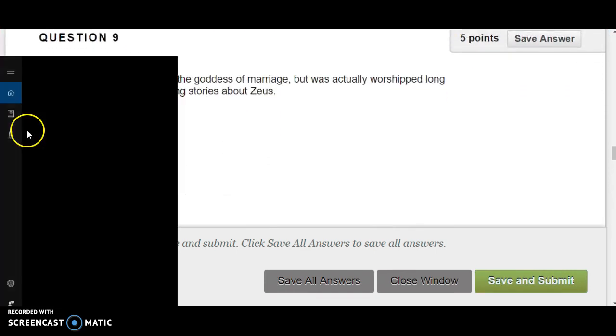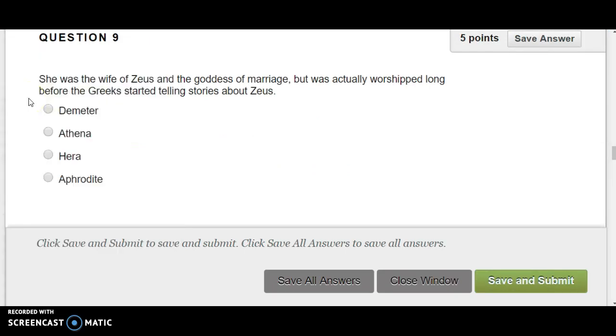Question 9. She was the wife of Zeus and the goddess of marriage, but was actually worshipped long before the Greeks started telling stories about Zeus. Demeter, Athena, Hera, Aphrodite.